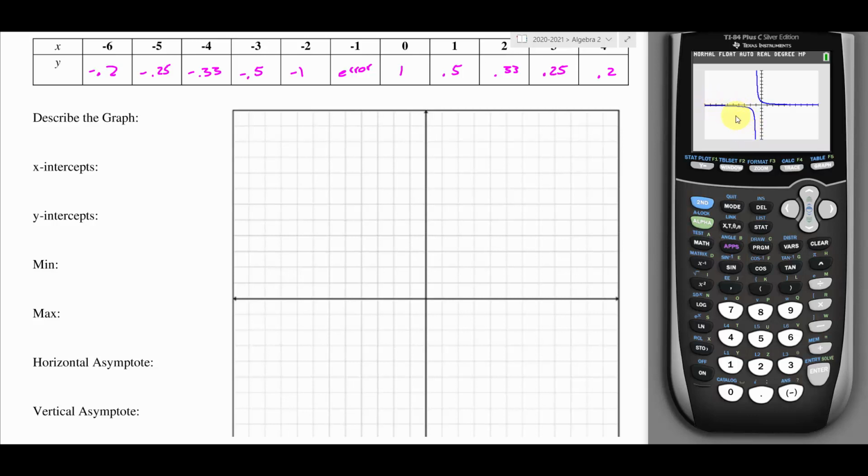We're going to get this thing plotted, no problem, because we've got points up here. All we've got to do is plot the points, and we should be able to shape the graph. So let's see what happens. So we'll start with our first point here at -6, -0.2.